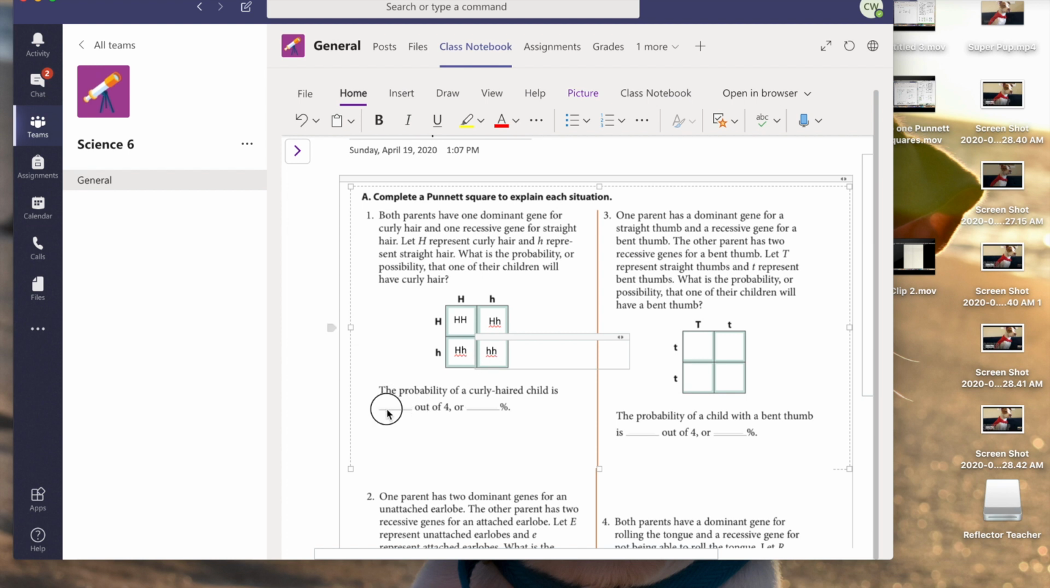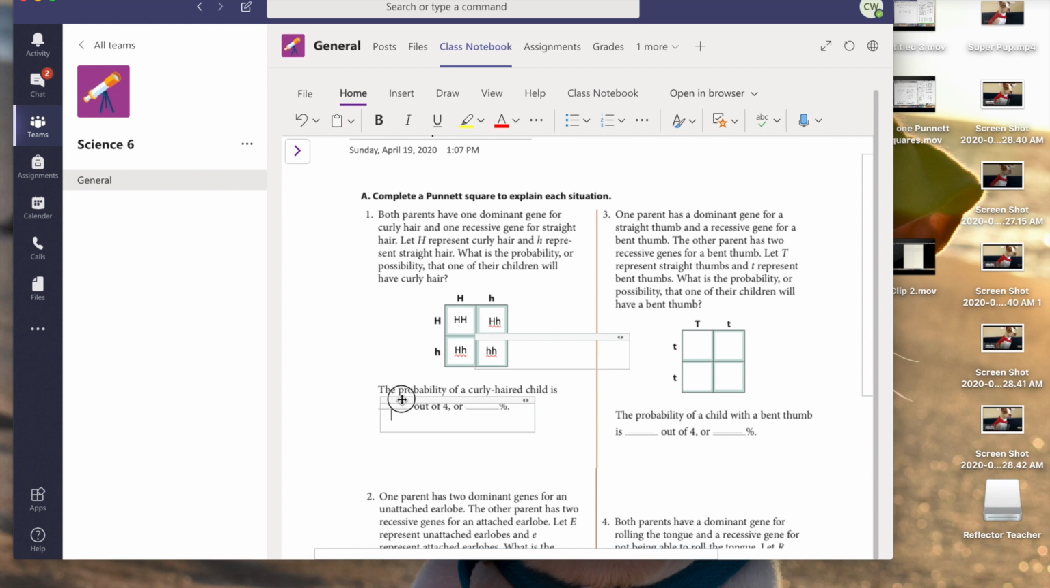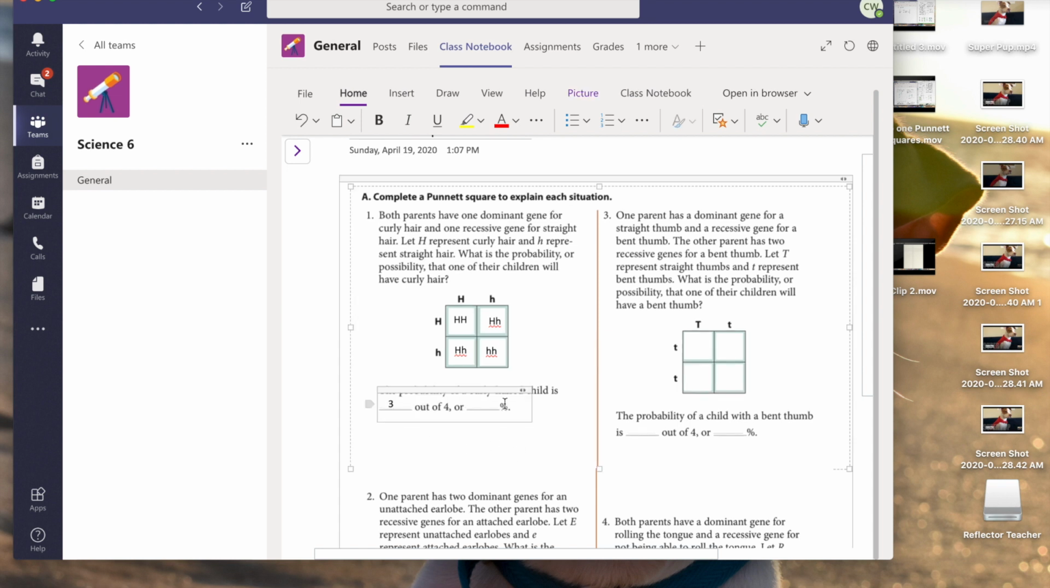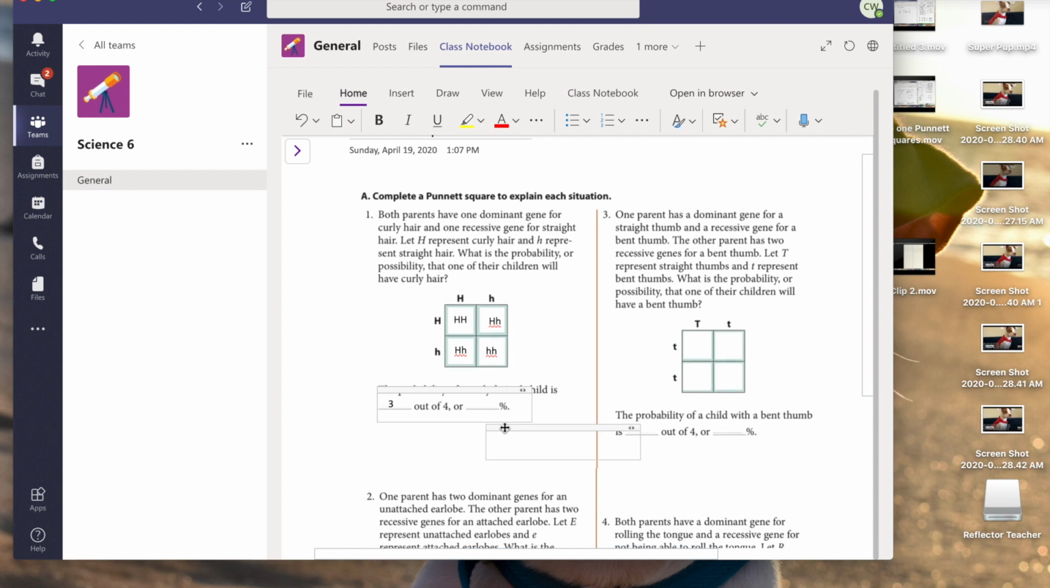So I'm going to put the probability down here. So the probability of a curly haired kid is 3 out of 4, or if we convert that to a percent, 75%.